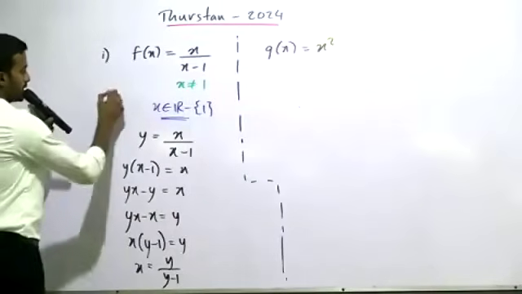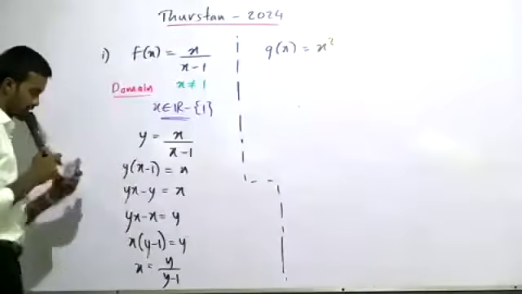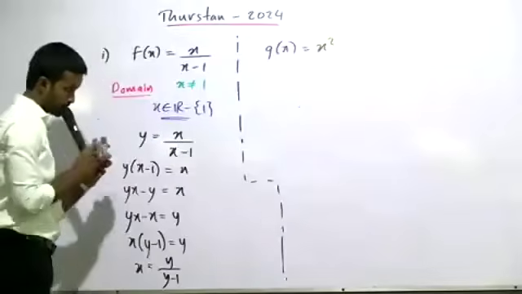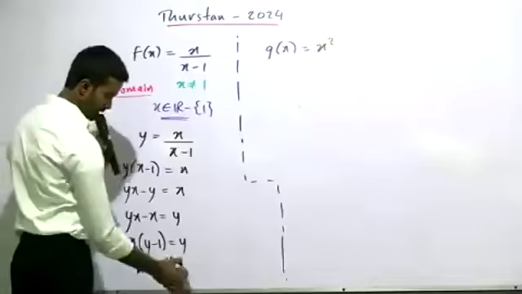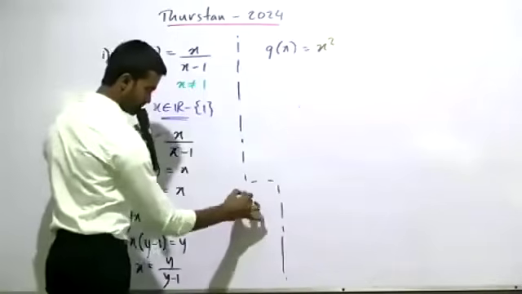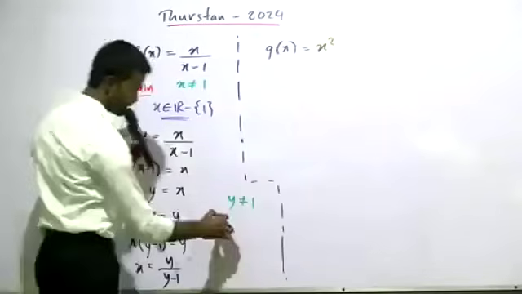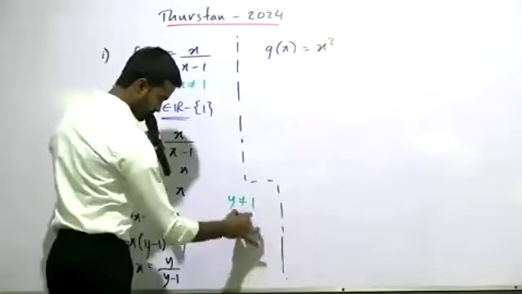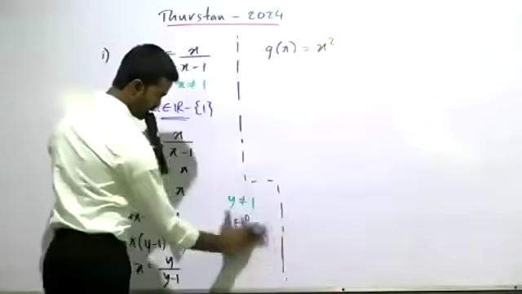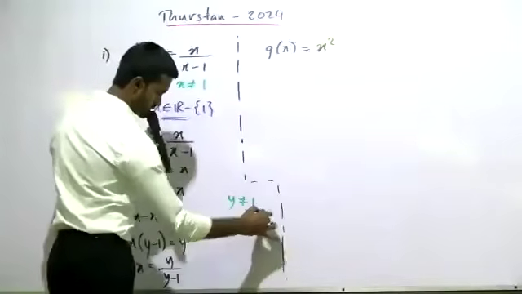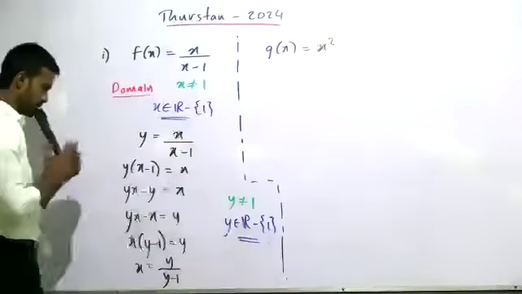After making x the subject, it's clear that there is a denominator, which means y can't be equal to 1. So what is my range? My range is y can be any value except 1. This is how you write the range. It can be any value, but it can't be 1. So this is my range.